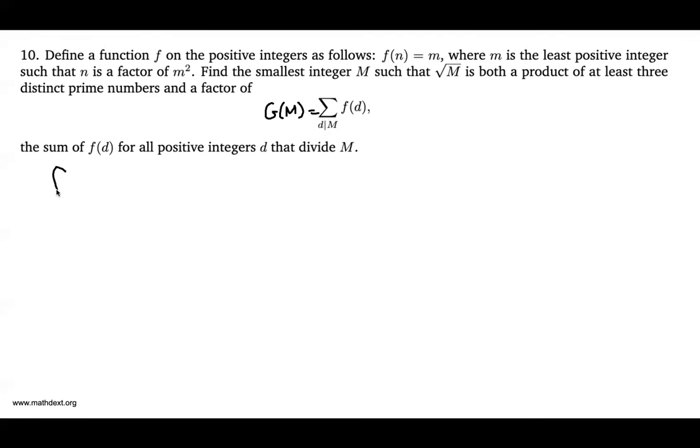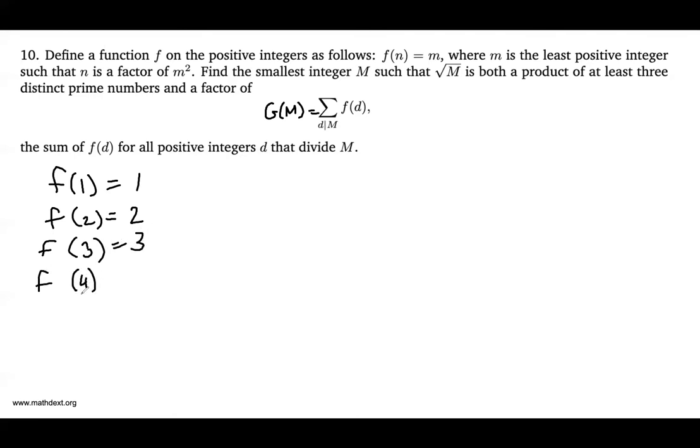And let's try out some simple cases. F of 1, well, what's the least positive integer such that 1 is a factor of the square of that integer? Well, 1 is a factor of the perfect square 1, which is the smallest perfect square. So f of 1 equals 1. And in all of this, we can be thinking about which perfect squares this number stacks up against, and then taking the square root. So what's the smallest perfect square that has a factor of 2? Well, it is 4, and the square root of 4 is 2. So f of 2 equals 2. F of 3, well, smallest perfect square with a factor of 3, 9. Square root of 9 is 3, so f of 3 is equal to 3.